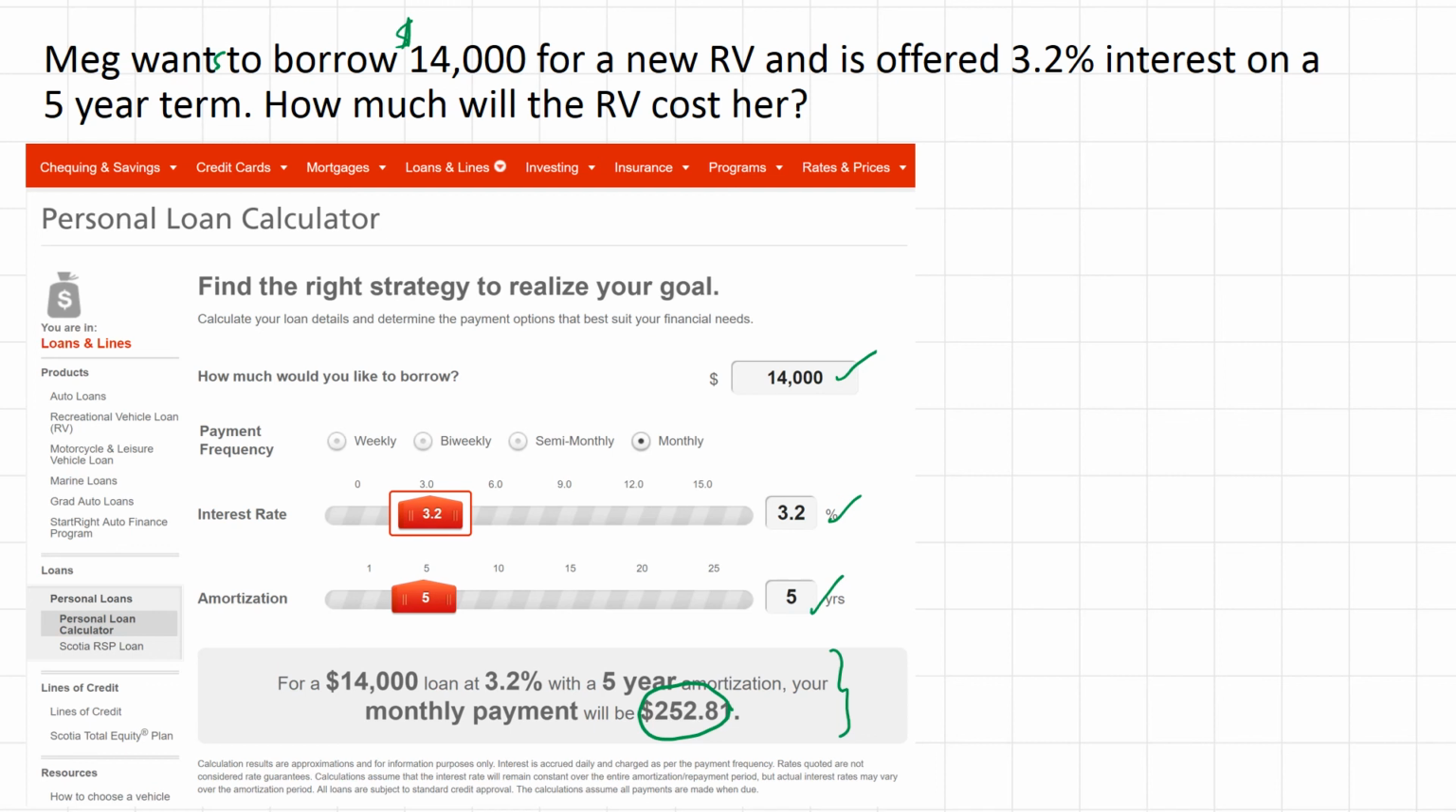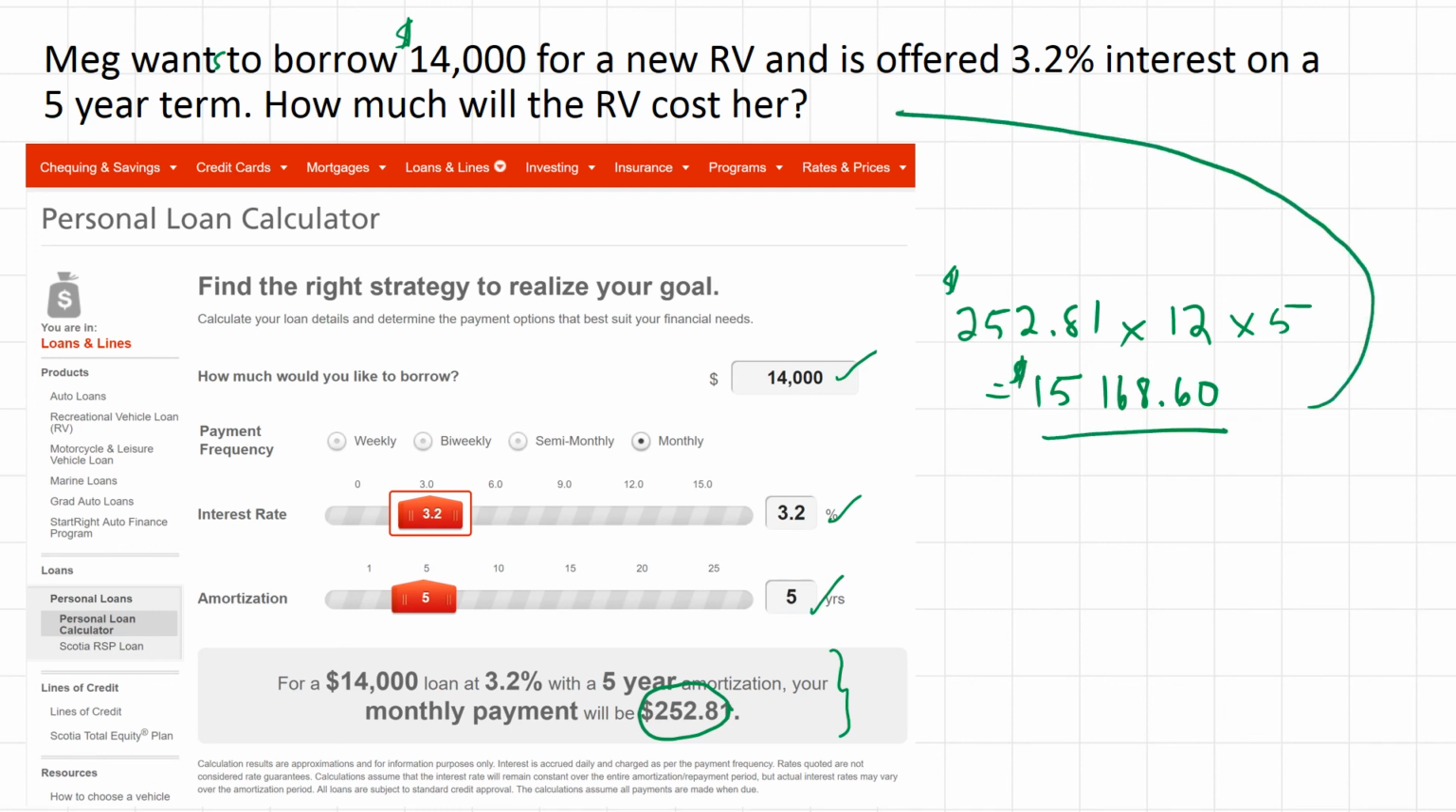So how much is she going to pay? She's going to be paying $252.81 a month, and she's going to be doing that for 5 years. So she's going to pay it 12 times a year, because there's 12 months a year, for 5 years. So that's how much she's actually paying, and that works out to be $15,168.60. So that is how much the RV is going to cost her.